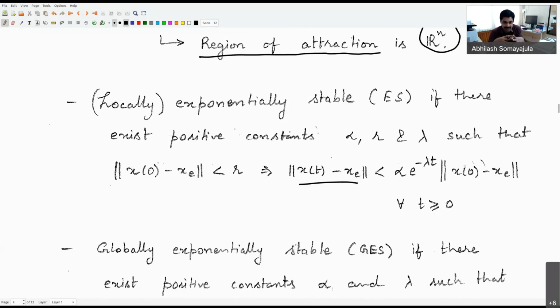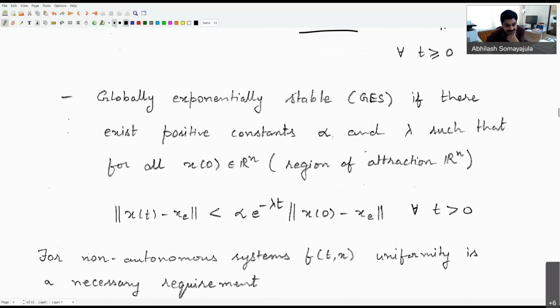If the region of attraction is the complete real plane, then the system is globally exponentially stable. Okay, no matter where I start, the region of attraction is Rn, so no matter where I start, I'll reach my equilibrium point, but at an exponential rate. I'm able to even specify an exponential rate. So between an asymptotic stability and an exponential stability, which one is the stronger condition? Exponential. The exponential condition is a stronger condition, right?